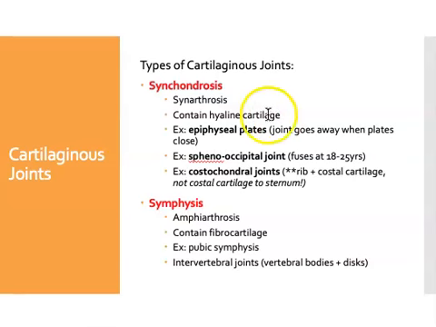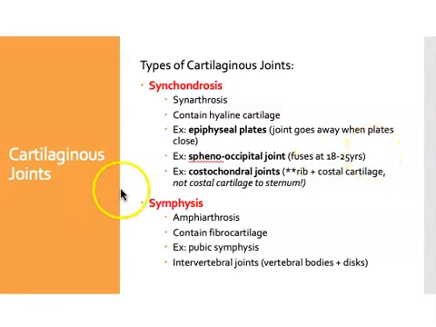So you find them in the epiphyseal plates. Remember, those are the growth plates of the long bone. And that's a joint that's actually going to go away as the individual ages and the growth plate closes. You also find the synchondrosis joint type in the spheno-occipital joint. Remember, this is the joint towards the back of the head. This is another joint that's going to basically go away. It's going to fuse when an individual reaches their full growth.